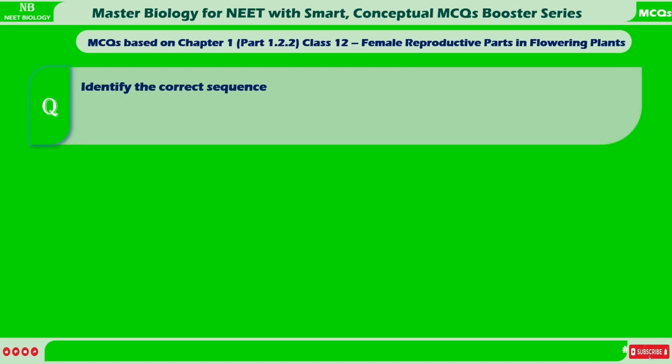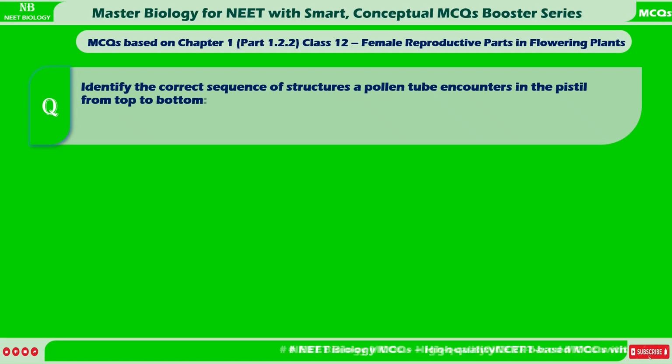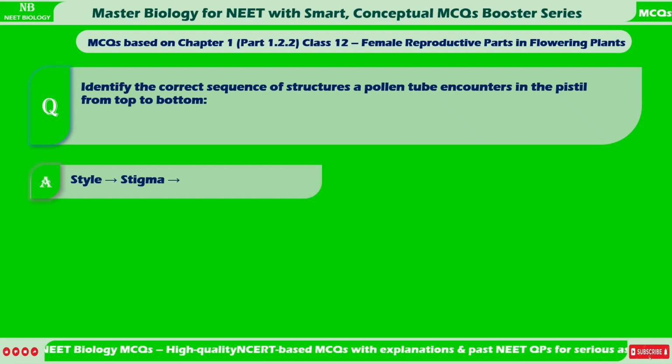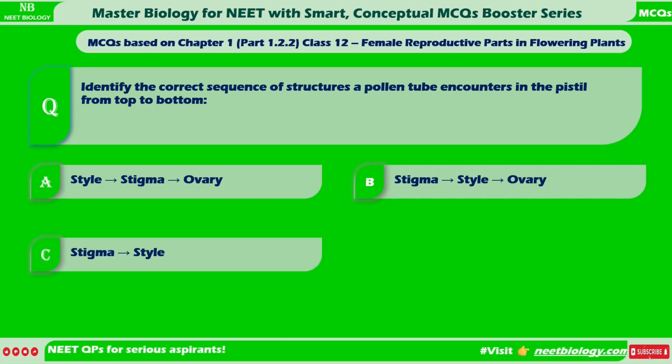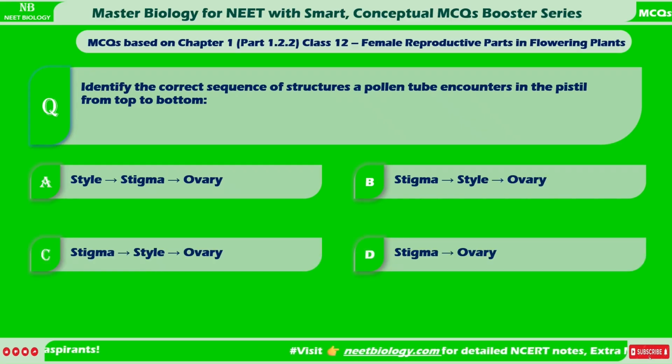Identify the correct sequence of structures a pollen tube encounters in the pistil from top to bottom. A. Style, stigma, ovary. B. Stigma, style, ovary. C. Ovary, stigma, style. D. Stigma, ovary, style.